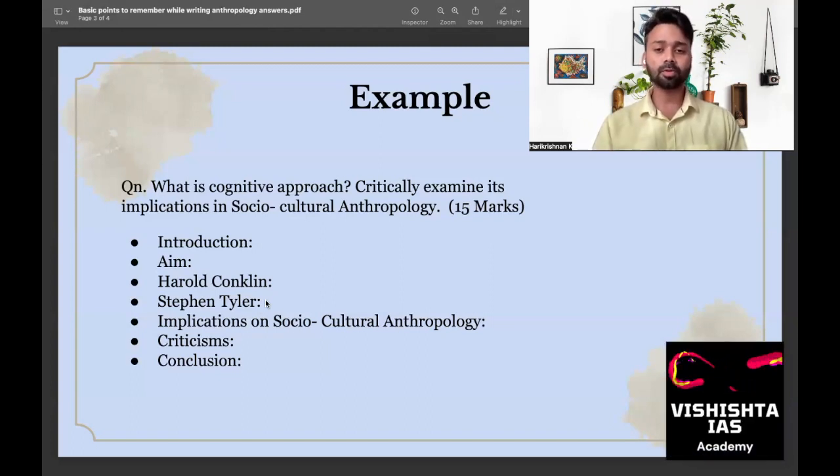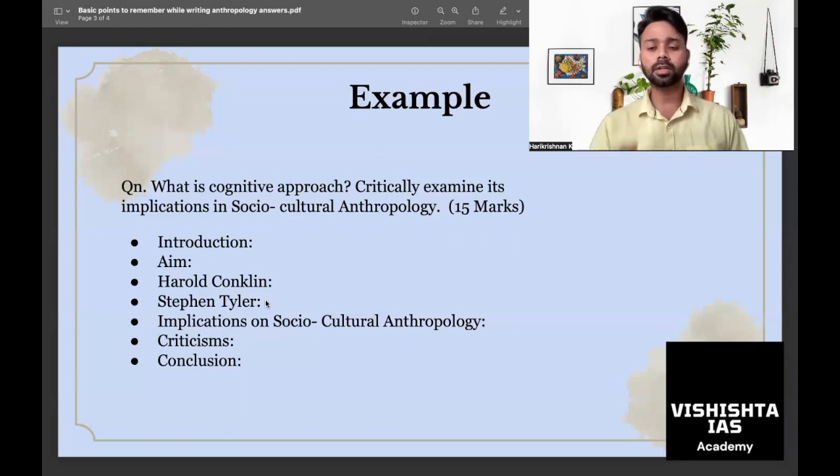How cognitive approach has made some impact. Cognitive approach talks more about the psychological aspect. It talks more about the people and their relationship with the environment. How people are classifying the things that are related to their environment. These kinds of things. You can mention some case studies also. So this has to be written.